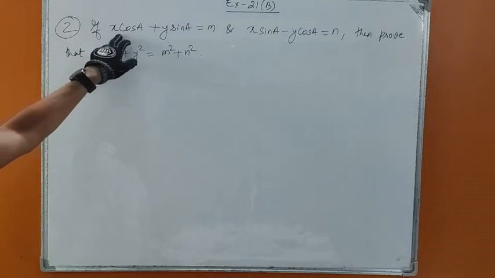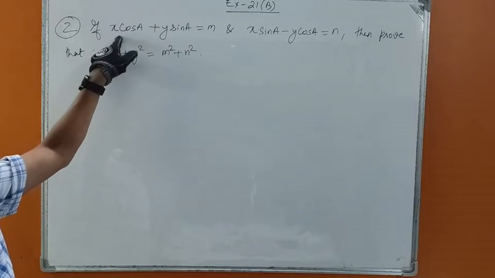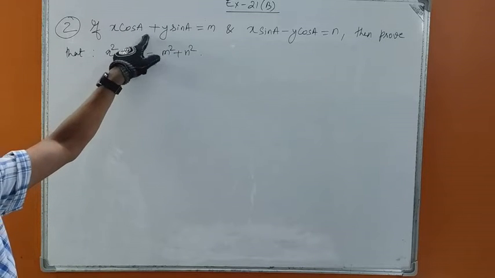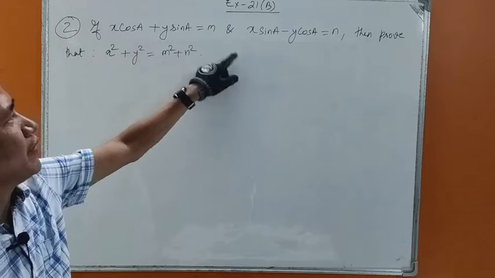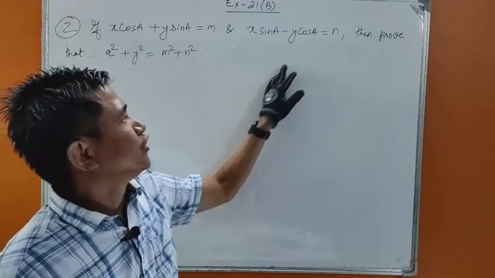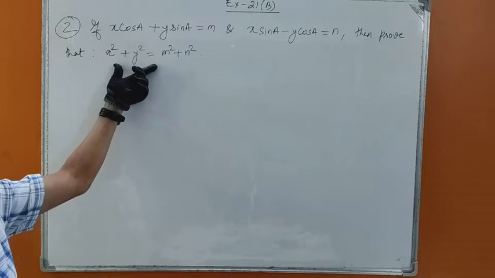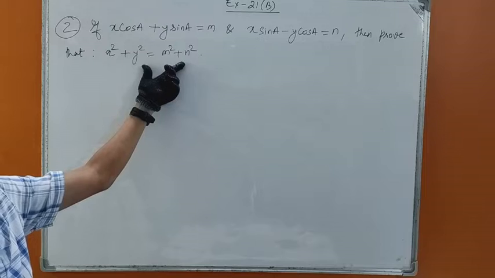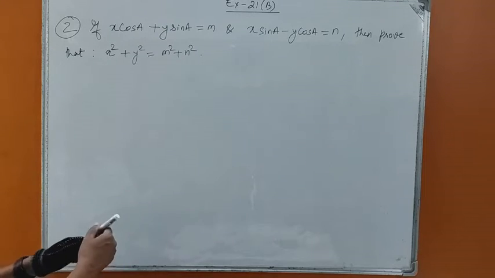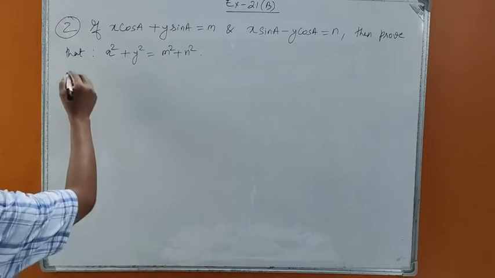The first and the second conditions are given to us and we are asked to prove this. The first condition is x cos a plus y sin a equals m, and the second condition is x sin a minus y cos a equals n. If these are the two conditions, then we are asked to prove that x square plus y square equals m square plus n square. Very easy sum. You just need to focus.